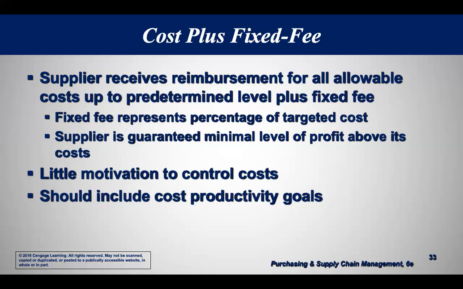But one disadvantage of that is that there's no incentive for the seller to control the cost. He may roll the costs up because he's got no risk, and he gets a fee over and above that. Now this says fixed fee represents a percentage of the targeted cost. So the supplier knows he's going to get at least, like if he thinks it's going to cost him $500 and I say a fixed fee of 100, he knows he's going to get 20% profit.